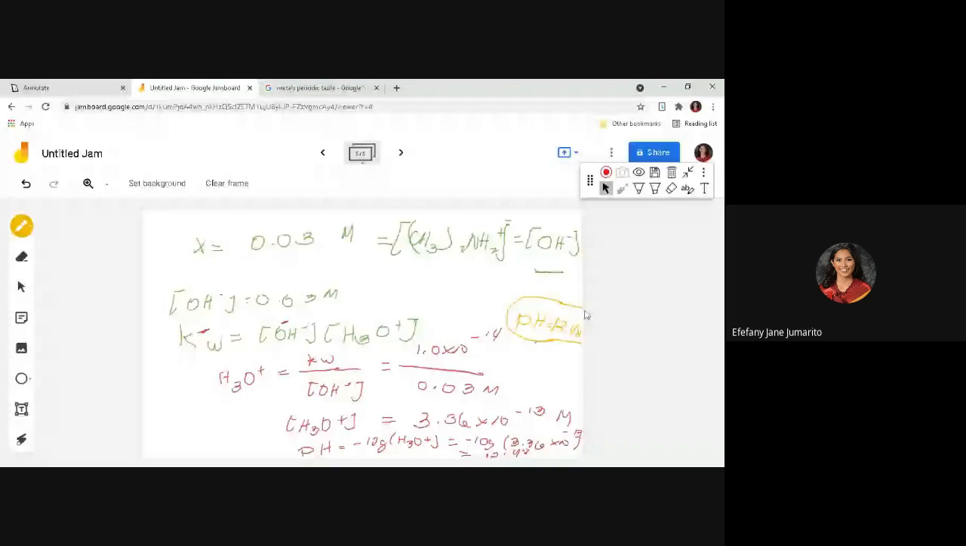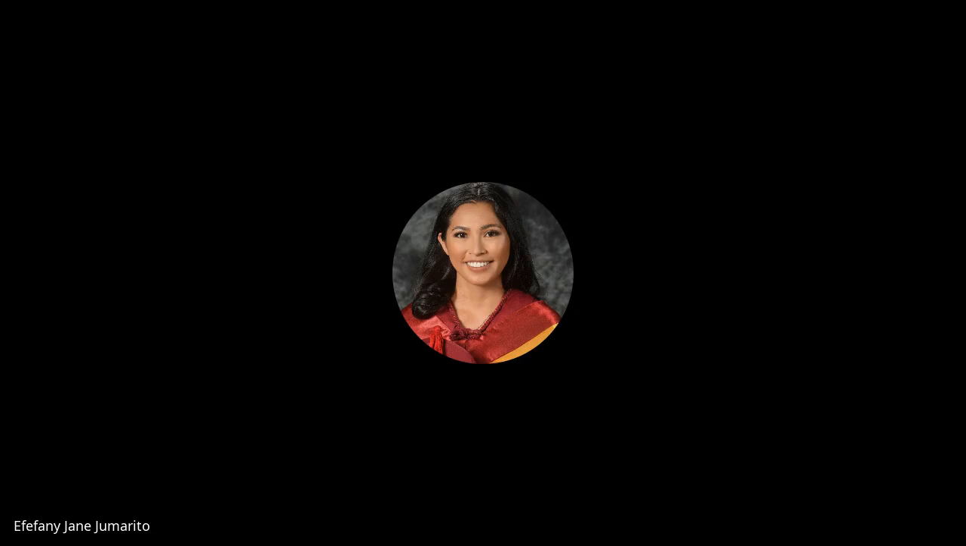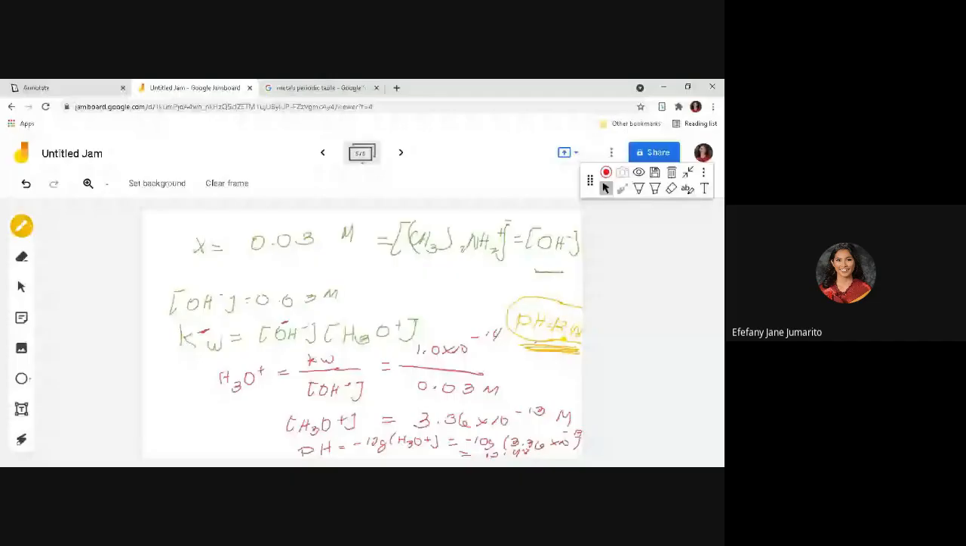We are asked, yes ma'am, it is reasonable. It is bigger than 7. Okay, this is a base. So since it's a base, the pH is 12.48. Now, our answer is reasonable because it is a base, so the pH will be high.